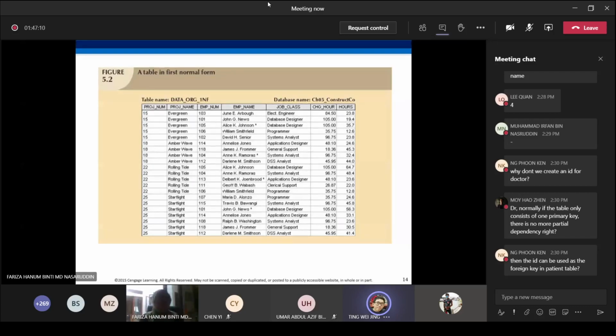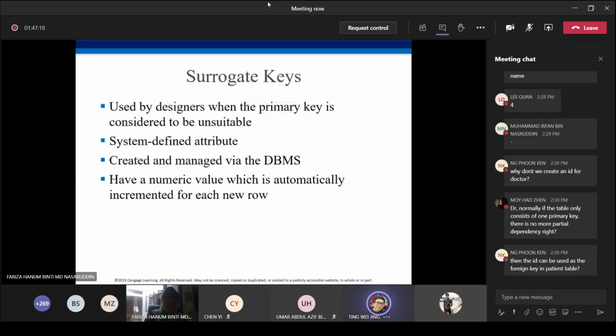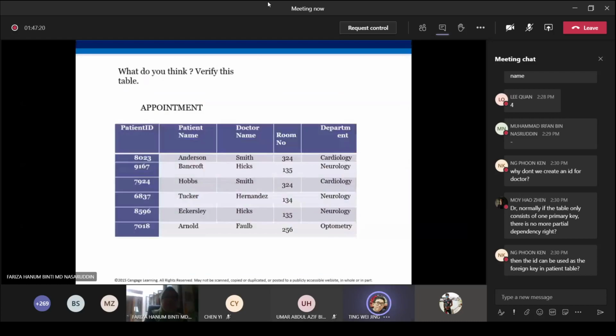So you already have your entity. That means you already have your table. So what you do is you will actually do something like this. You have the table, this one. Now you look at it and you say, okay, does this table have a partial dependency? Does it have a transitive dependency? That is the normalization that you will have to do for each of your initial tables.